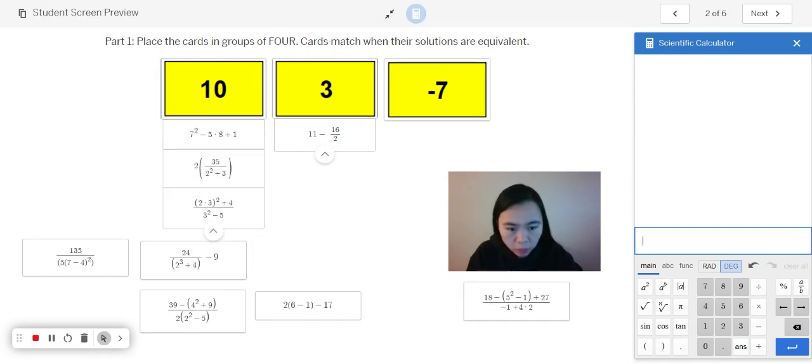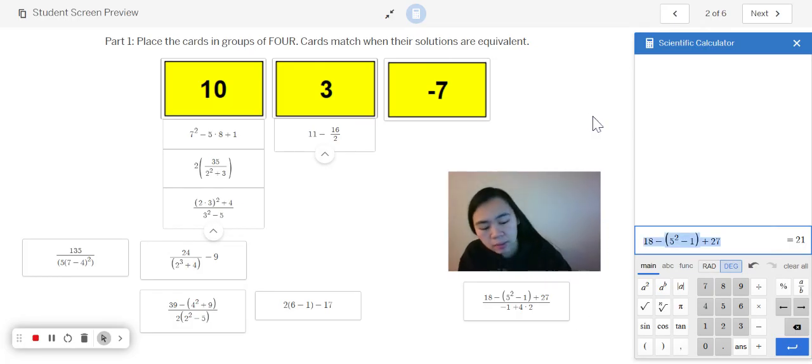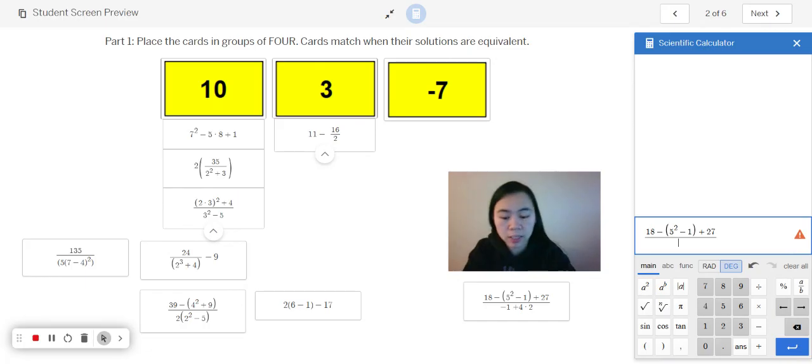Okay, this is a pretty long one. 18 minus, parentheses, 5 squared, minus 1. The main thing to check is to make sure that your question looks exactly like the question that is given. What you type into the Desmos has to look exactly like it, or it's going to give you a different answer. I like doing the method where I type in the numerator and then I highlight, then hit slash to get to my denominator, but you can click that A over B button, whatever method works for you.